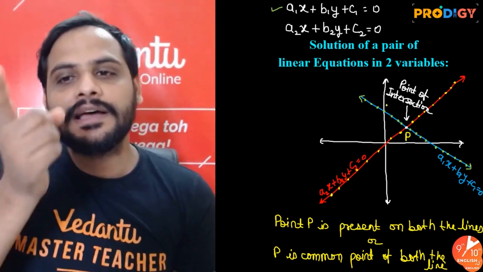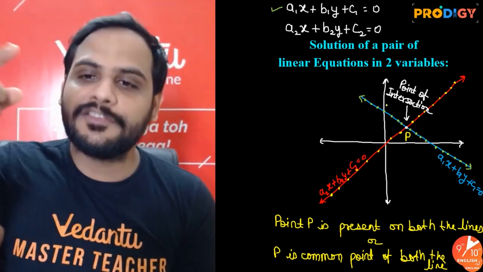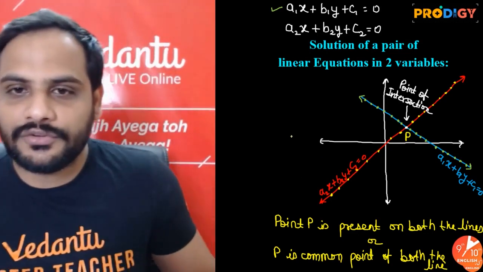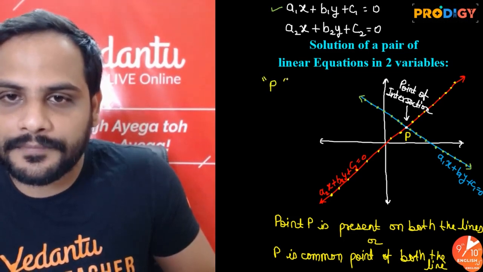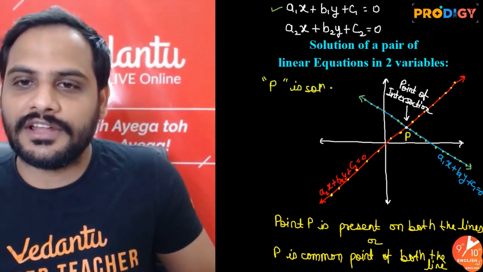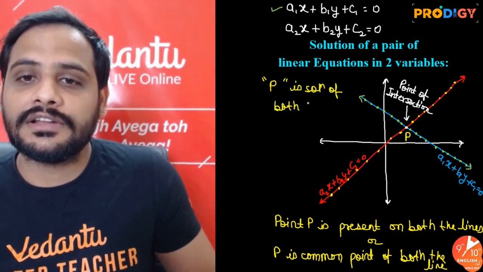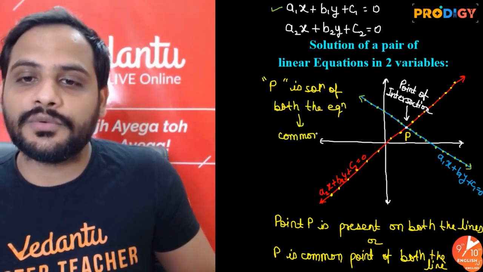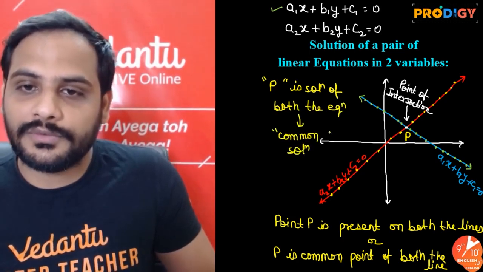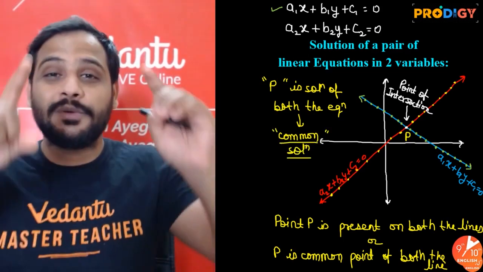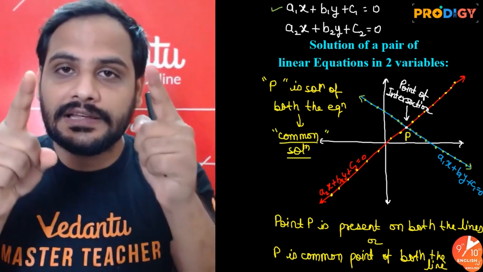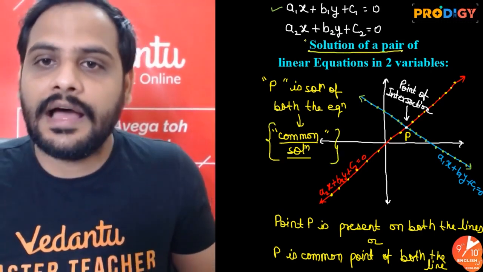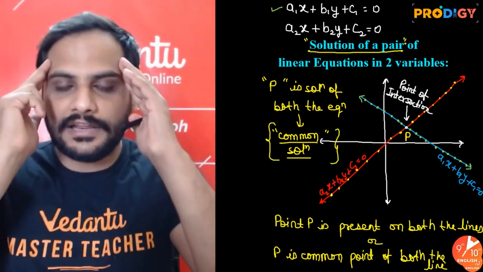So this point P is the solution of the first equation. And this point P is present on the red line. So this point P must be a solution of the second equation. So I can say, sir, this point P is a solution of both the equations, or I can say it is the common solution for both the equations, and this common solution only is what we generally call the solution of a pair. I hope now this is clear in your mind.